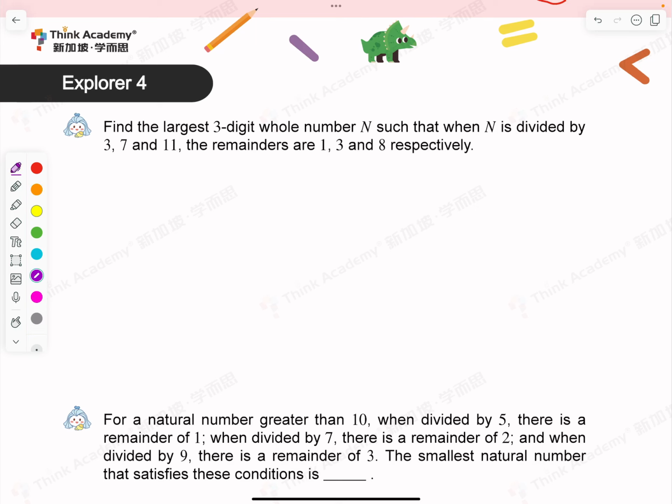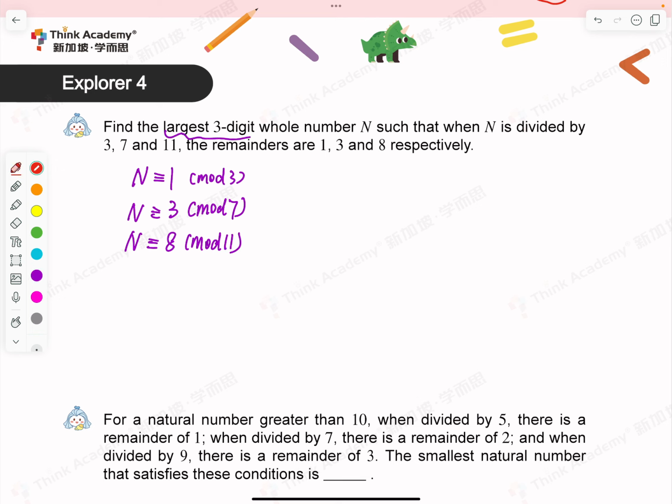Okay, so let's look at our Explore 4. After reading the question, we can find n is congruent to 1 mod 3, n is congruent to 3 mod 7, and n is congruent to 8 mod 11. I want to find out the largest 3-digit number.